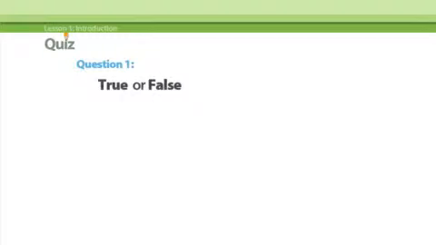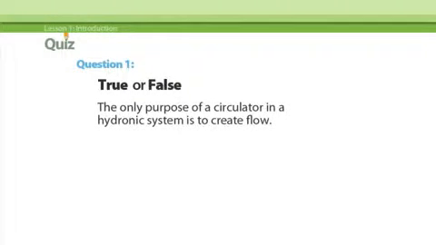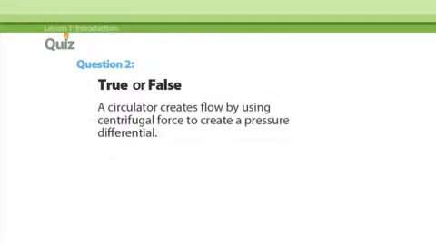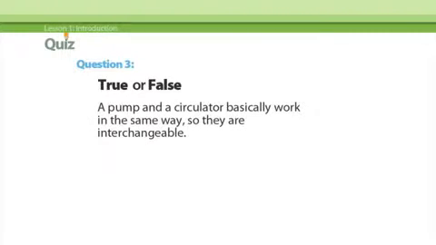Question number 1, true or false? The only purpose of a circulator in a hydronic system is to create flow. Question number 2, true or false? A circulator creates flow by using centrifugal force to create a pressure differential. All right. Question number 3, true or false? A pump and a circulator basically work in the same way, so they are interchangeable.